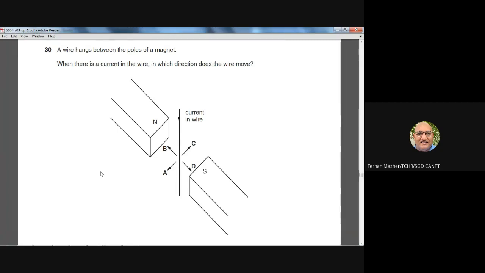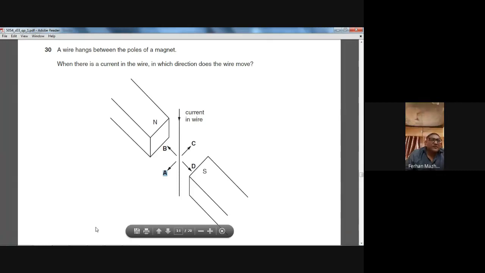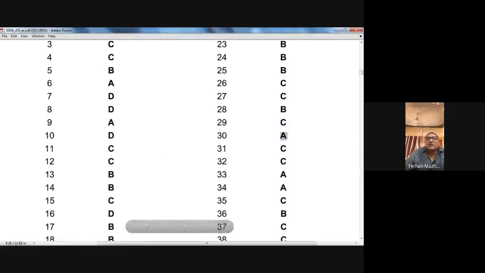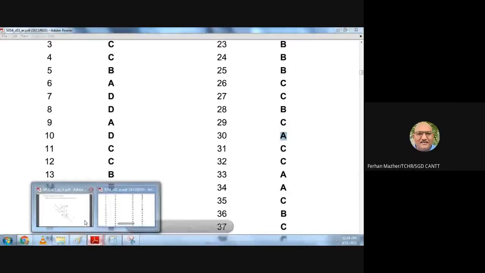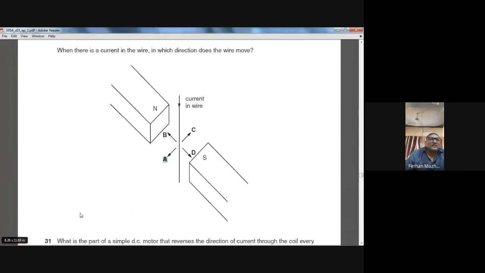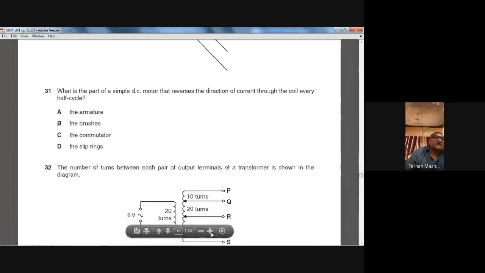The magnetic field is from north to south. My thumb is pointing towards me. Current is downward, magnetic field from north to south, my thumb is pointing towards me. I'm applying the Fleming's left hand rule. So it means A will be the direction. In which direction does the wire move? A. Question number 30, A is the choice. We have applied the Fleming's left hand rule in this. I hope you know this Fleming's left hand rule. Now we are moving to the next question.